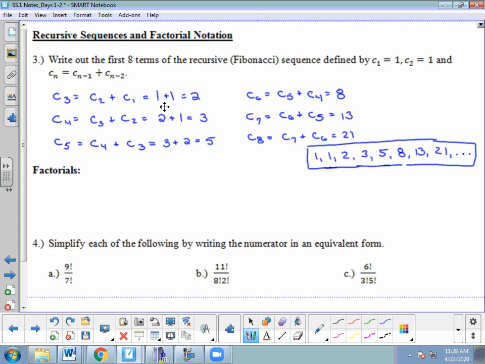So this would be an example again of a recursive sequence where it used previous terms denoted by this n minus 1 and n minus 2 to show us that this is one term before and this is two terms before to come up with our new term.